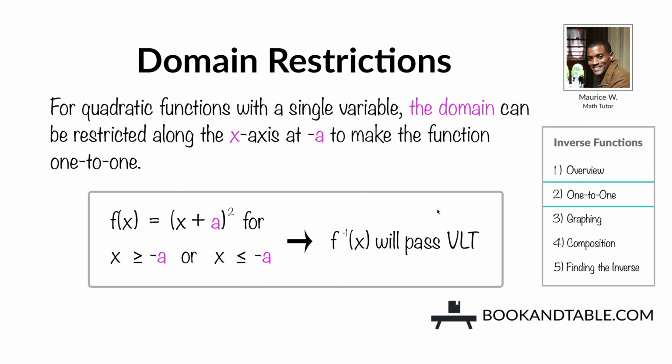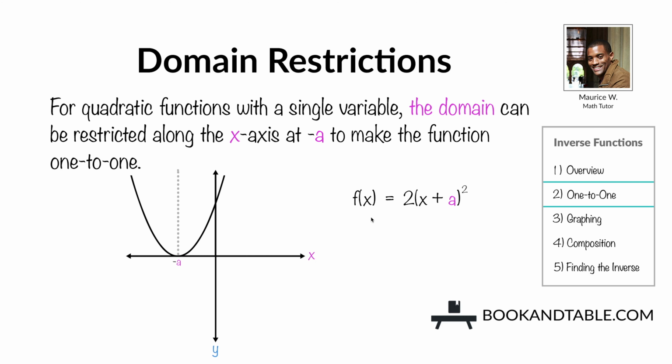What happens if we shift the parabola to the left? For f of x is equal to (x plus a) squared, for x is greater than or equal to negative a, or x is less than or equal to negative a, this will result in the inverse function passing the vertical line test.